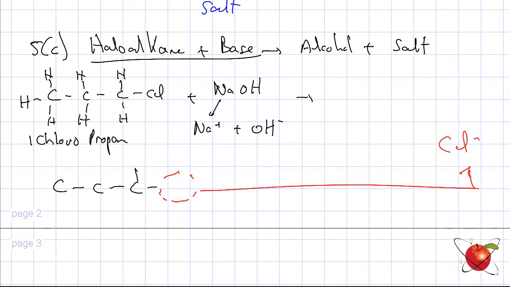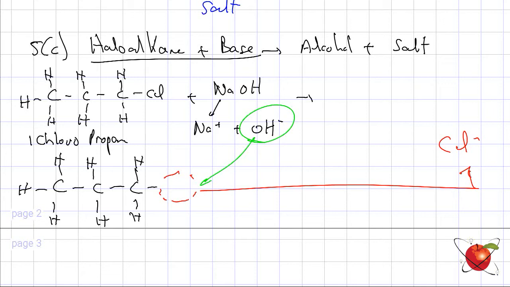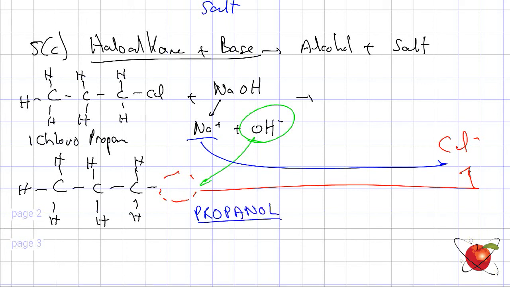So now what have we got left? We've got a Cl minus, and we've got that. And then the green bit, the OH, goes and sits on there. Let me complete my drawing here. Now you can see we've formed the alcohol. And what is left? Well, it's pretty obvious, isn't it? The sodium links up with that to form the salt. So we've taken 1-chloropropane to propanol.